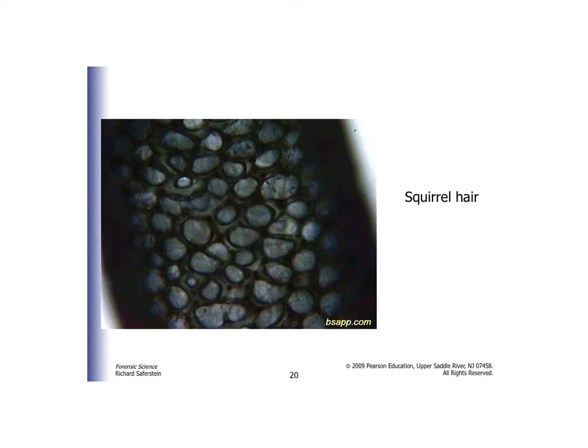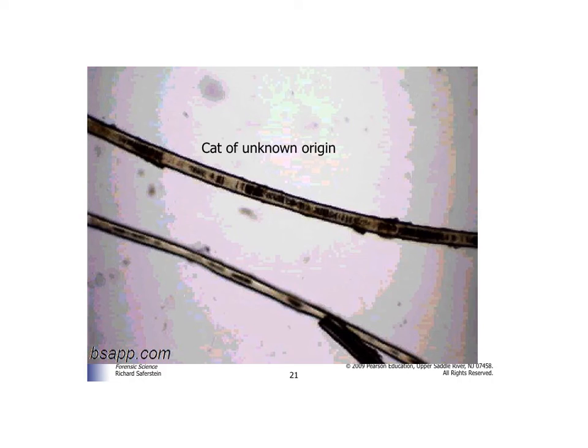Here's the squirrel. First of all, this one right here, that's just a bubble. But that's the squirrel's medulla. I like the cat of unknown origin. But it's definitely got a fragmented or interrupted medulla on this one.